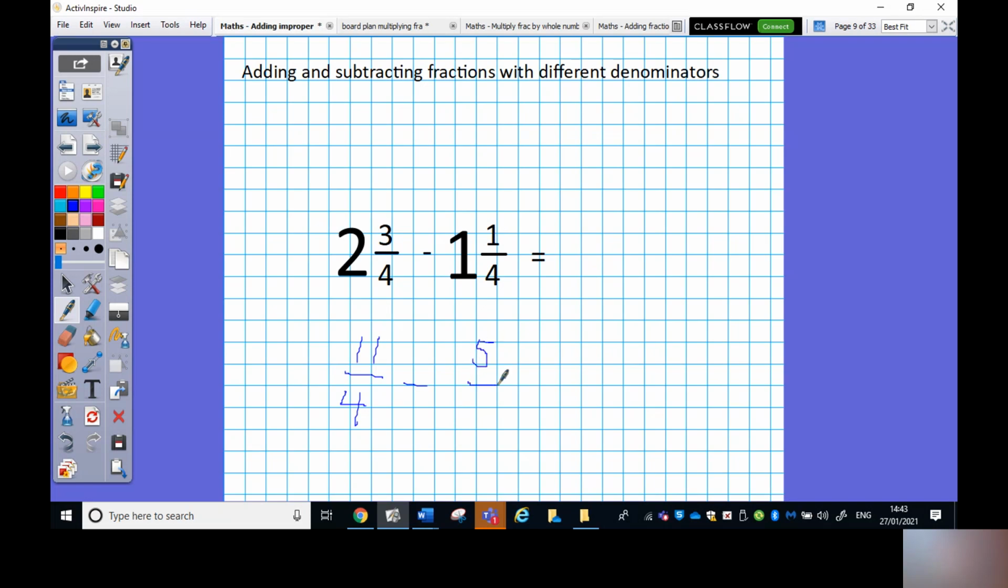So we have 5/4. Now we can subtract. 11 take away 5 equals 6. And our denominator is good. We can also write this as a mixed number. Can you tell me what it was? Well, what it is? Yeah, excellent. 1 and 2/4. Excellent. Can I simplify that fraction further? Yes, I can. It can also be 1 and 1/2. Brilliant.